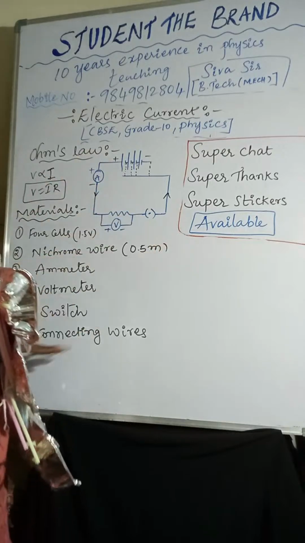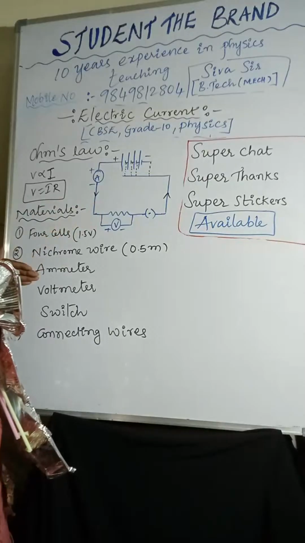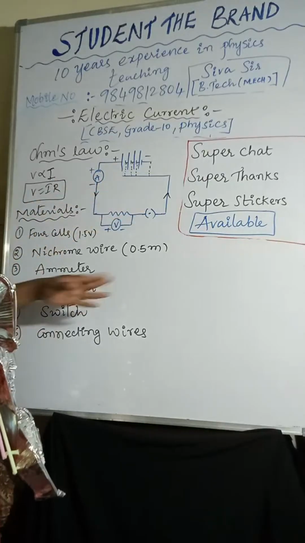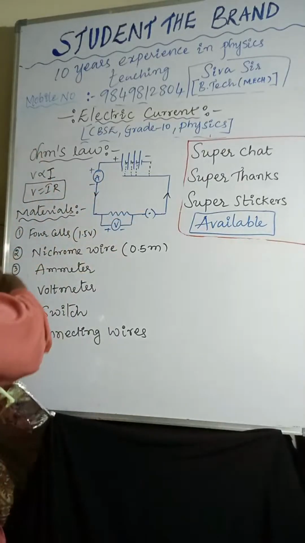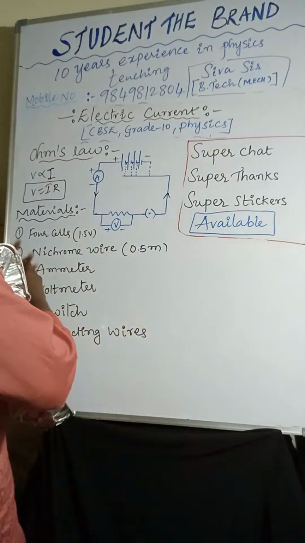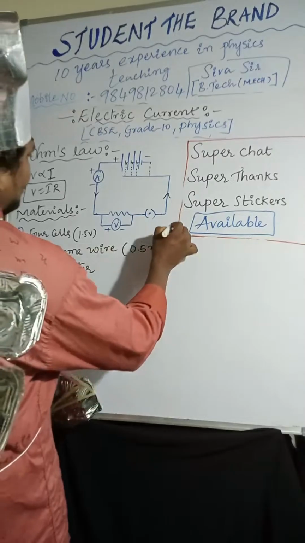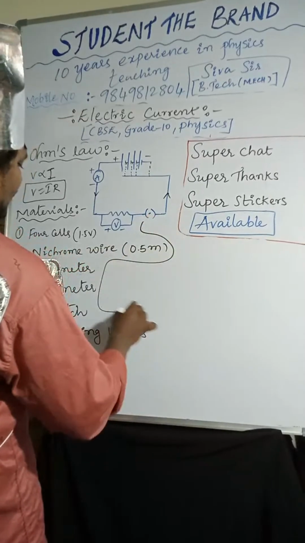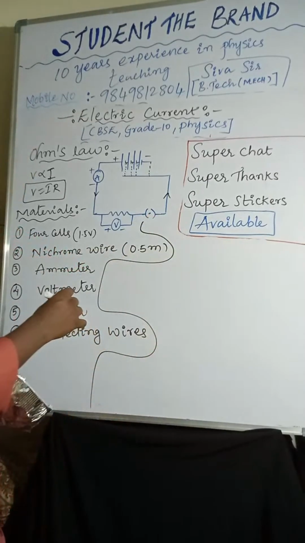So 0.5 meter nichrome wire, ammeter, voltmeter, switch and connecting wires. These are the materials required. Now I am considering one more.